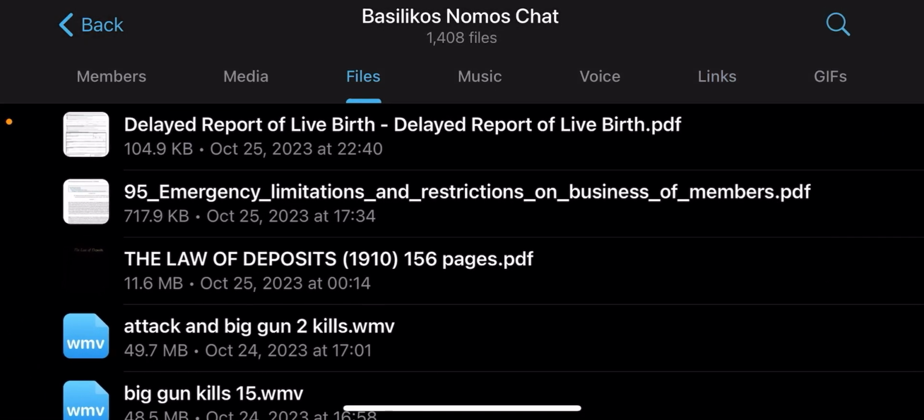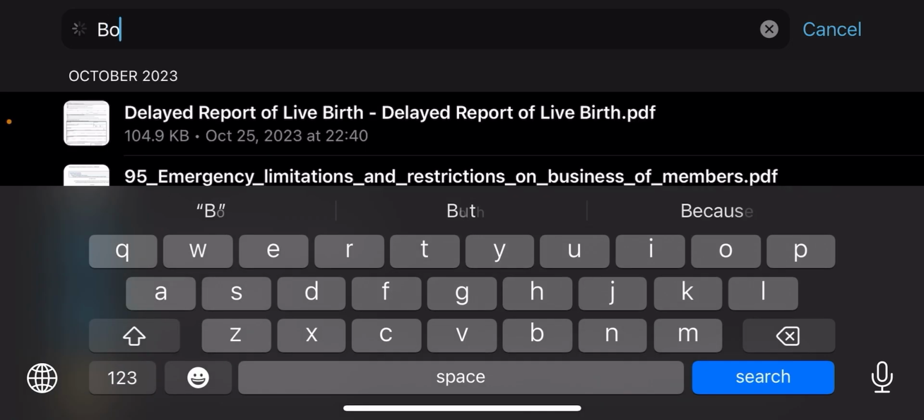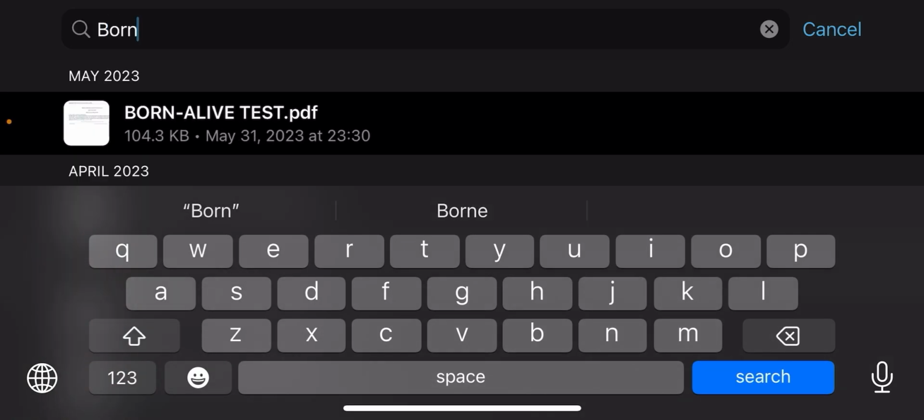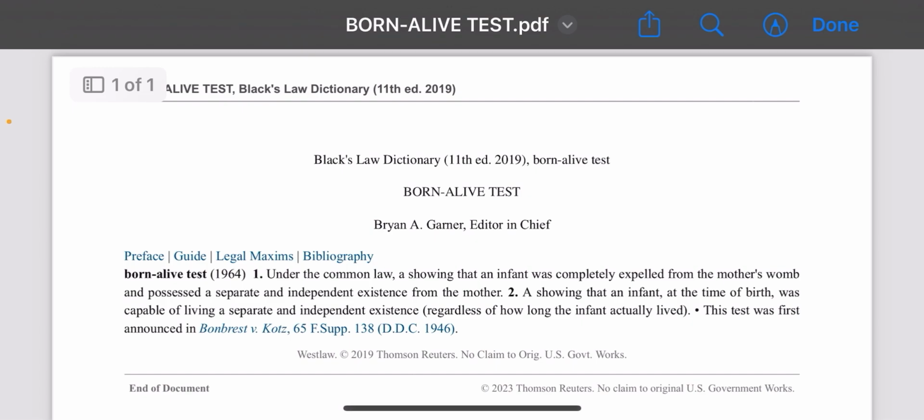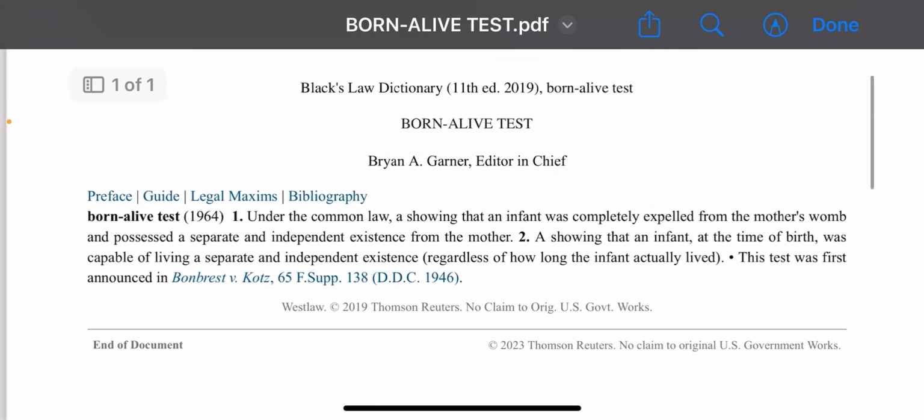Now, let's go back to files. Let's look for the next thing. Right here. Born Alive test. Anybody that's got a Black's 11th can look it up. You can probably look it up in most of the recent Black's dictionaries. Born Alive test. Under the common law, a showing that an infant, it doesn't say baby, was completely expelled from the mother's womb and possessed a separate and independent existence from the mother.